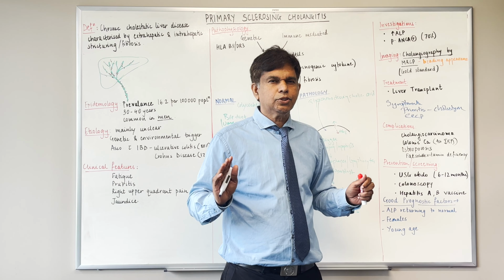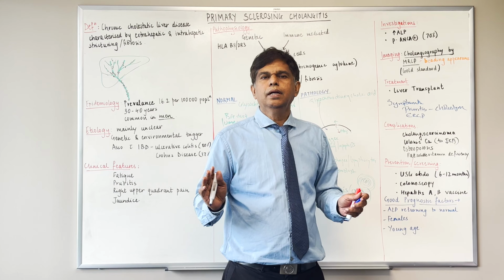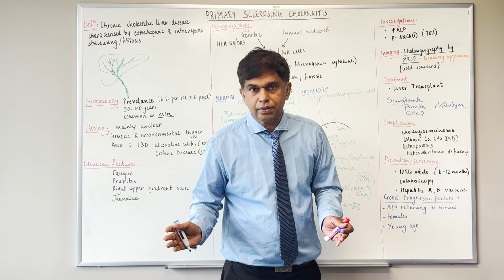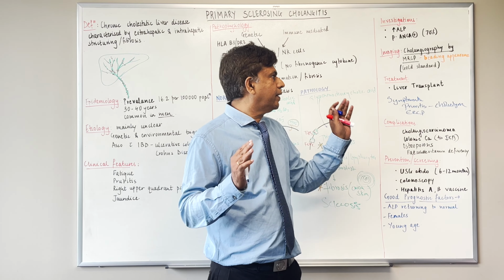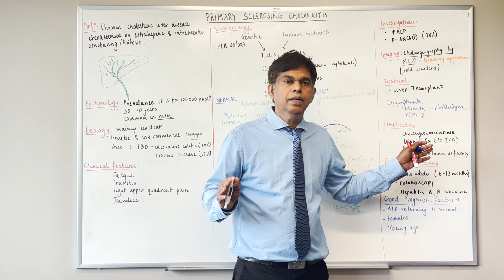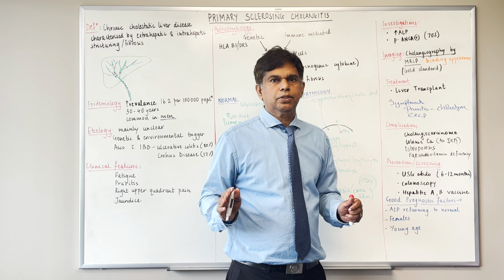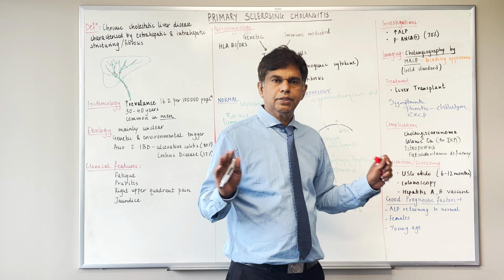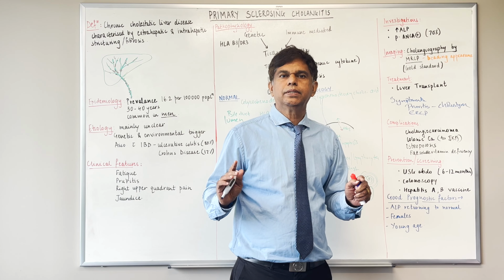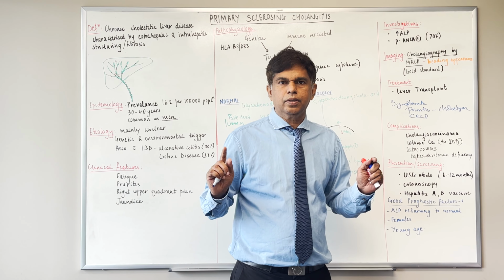Even with the liver transplant, there's some incidence, about 25%, of recurrence of the disease. But again, if I had to pick one, liver transplant is the treatment. And then for complications, I pick cholangiocarcinoma, okay? And then ultrasound of the abdomen every 6 to 12 months, looking for gallbladder polyp, okay?